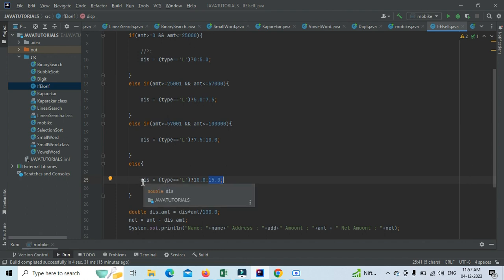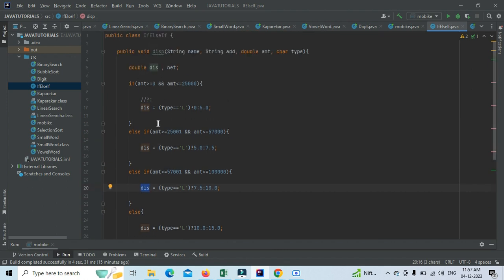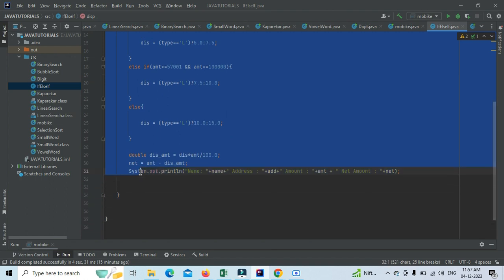Okay, so ternary operator always returns something. It returns an output, a value. So that would be returned, and it should be stored in some variable. That's why on the left hand side I always use a variable here. Since it's returning a double data type, I've used a double data type variable here. Okay, so this if else if ladder is responsible for calculating the discount percentage only.